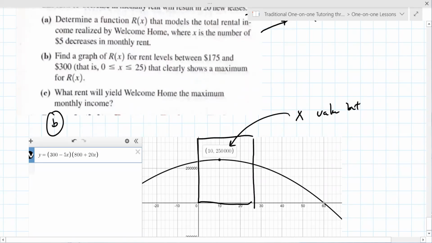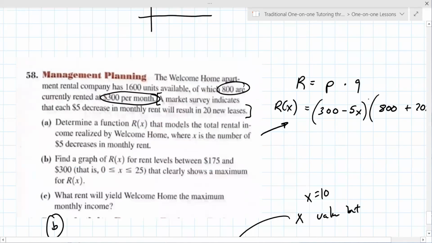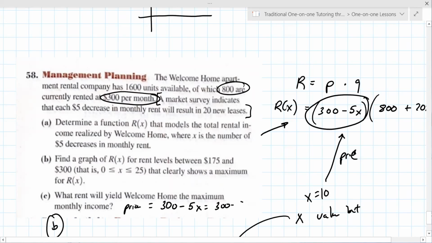But that's not what they're asking for here. x is 10, but the price you get from putting it back into this right here. This whole thing is the price. Okay. So the price here in part C is 300 minus 5x, or 300 minus 5 times 10. So it's 250.